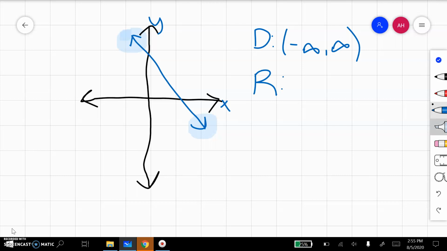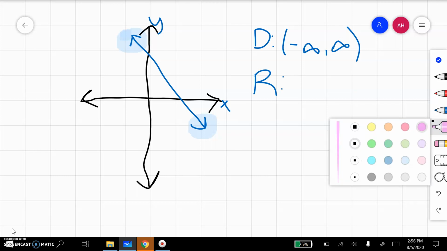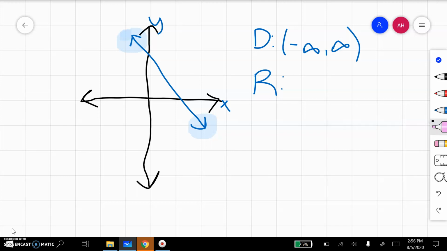It goes from bottom to top. So again, we're going to look from the bottom. We're going to come up, see where it starts. Well, this is the point that it starts at. That's the lowest point from the bottom.